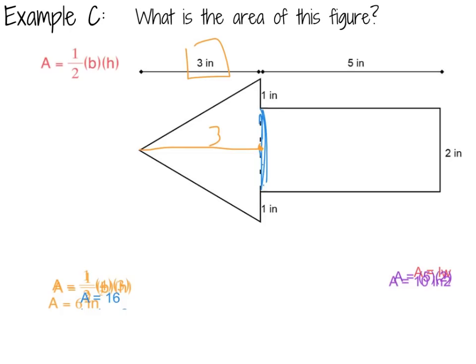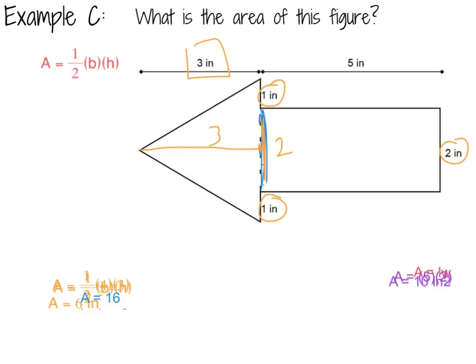Now to figure out my base is a little bit trickier. I can see that there's a rectangle, so this side is going to be the same as the far side. So if this is 2, this is 2. But my triangle is longer than that. So I need to make sure that I'm including the two sides that are sticking out. So 2 plus 1 is 3, 3 plus 1 is 4. So my base is 4 and my height is 3.